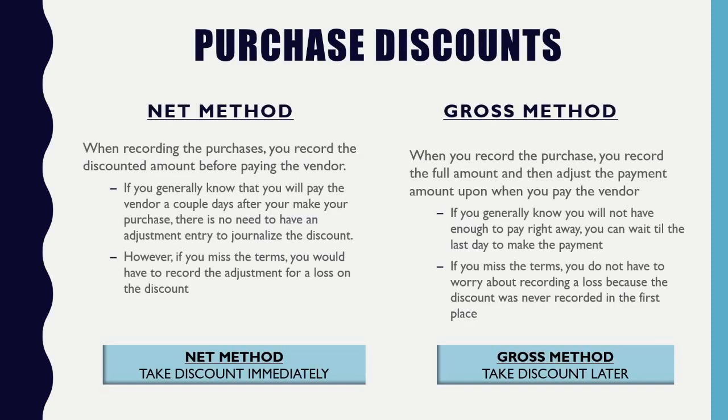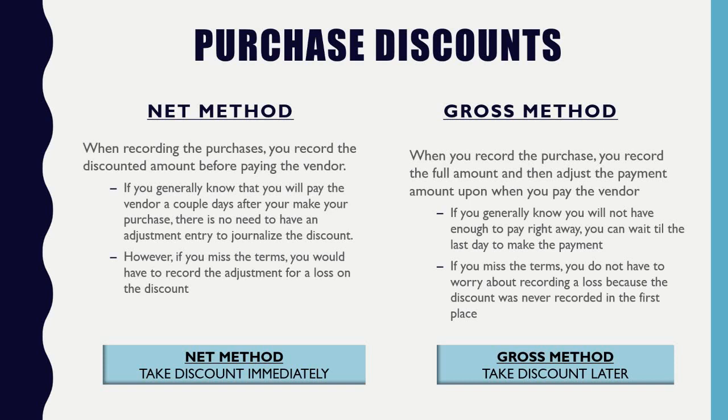Okay, so there are two ways that we can record if our supplier does give us terms. You have the net method versus the gross method. Okay, so let me elaborate what they are first, and then I'll give you a more clarified example.